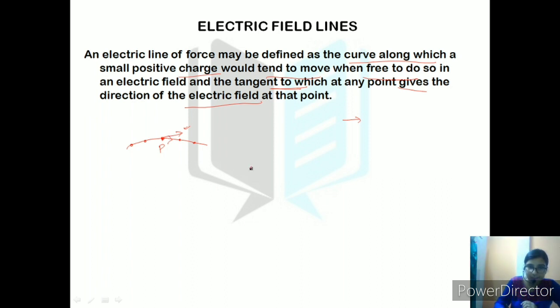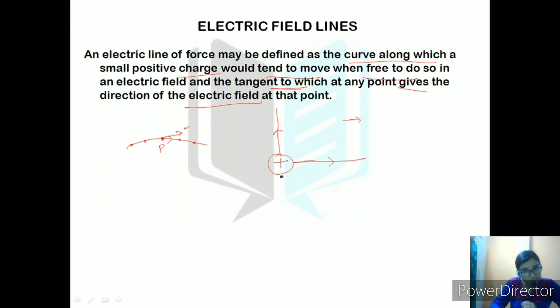Now let's try to draw the electric field lines due to this positive charge. If we take any small positive charge, it will get repelled away from it. So this is the direction of electric field, in this direction. Now if I keep the positive charge here, again it will get repelled away. It will tend to move in this direction. So this is the direction of electric lines of force.